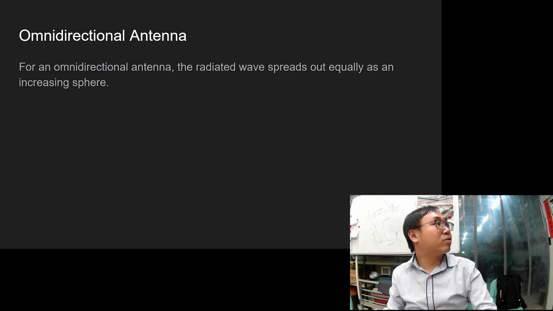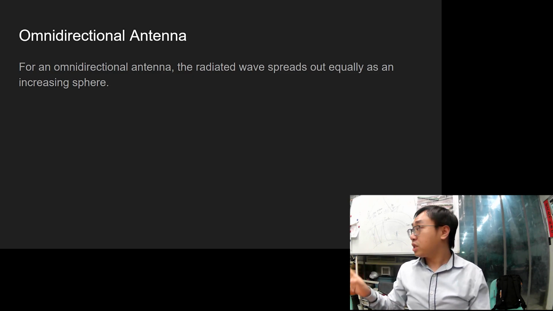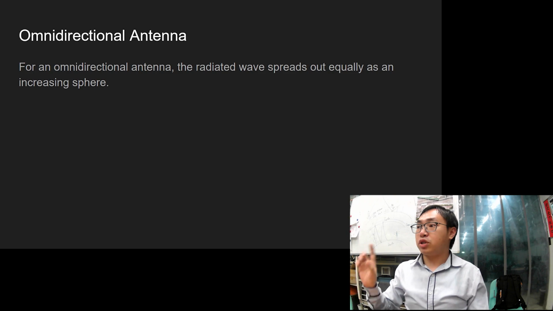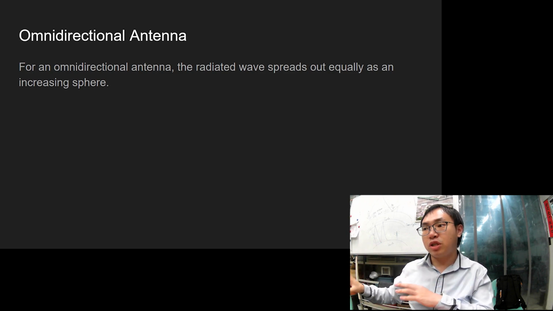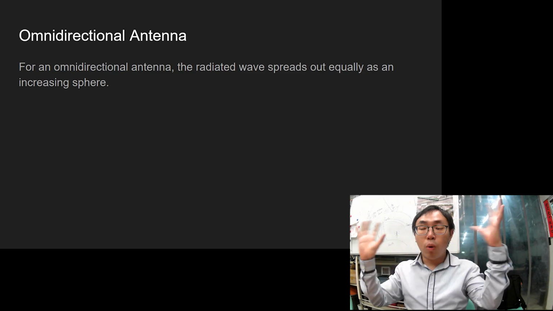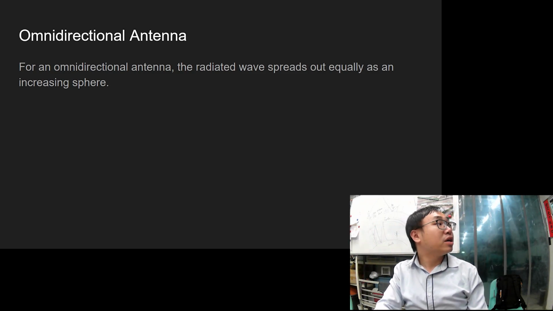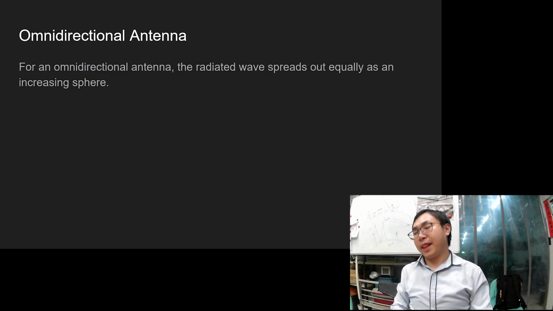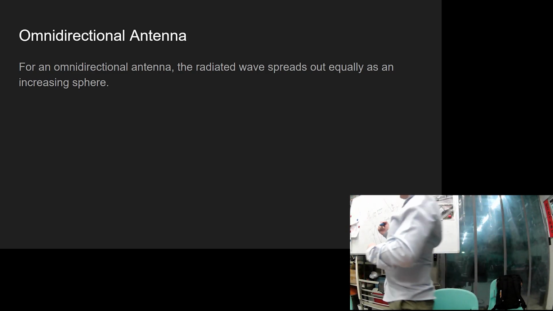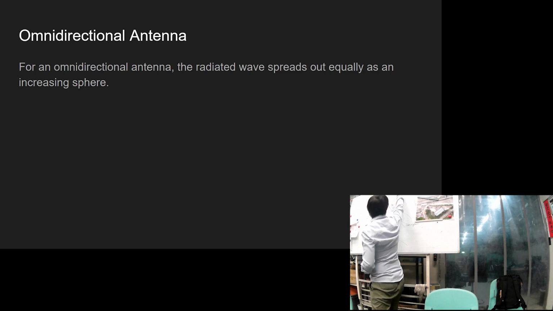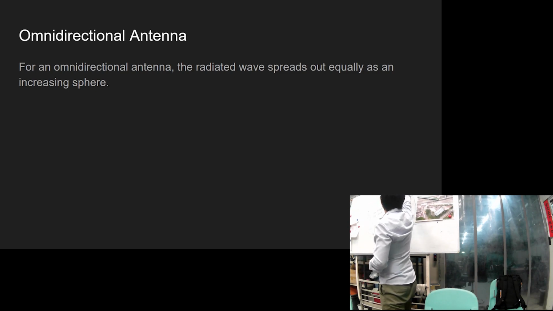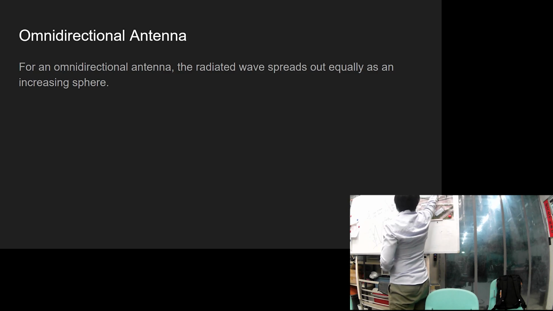First of all, we will divide antennas into 2 sections. One is the omnidirectional antenna and the other is the directional antenna. For omni, I don't know how to pronounce it, omni, right? Omnidirectional antenna. Okay. So the radio wave spreads out equally as an increasing sphere. In other words, they emit a signal in all directions. They will not have a direction. All the waves are the same.